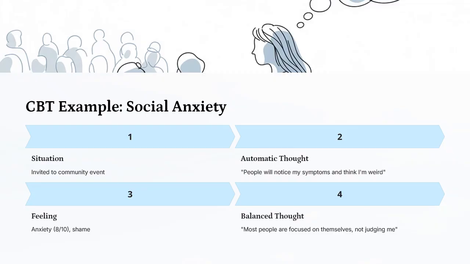CBT example: social anxiety. 1. The situation: someone was invited to a community event. 2. Their automatic thought: people will notice my symptoms and think I'm weird. 3. Their feelings: their anxiety is 8 out of 10 and they're feeling shame. 4. Their balanced thought: most people are focused on themselves and not judging me. And that's an example of social anxiety and how they can resolve it by using questions to question their anxiety.